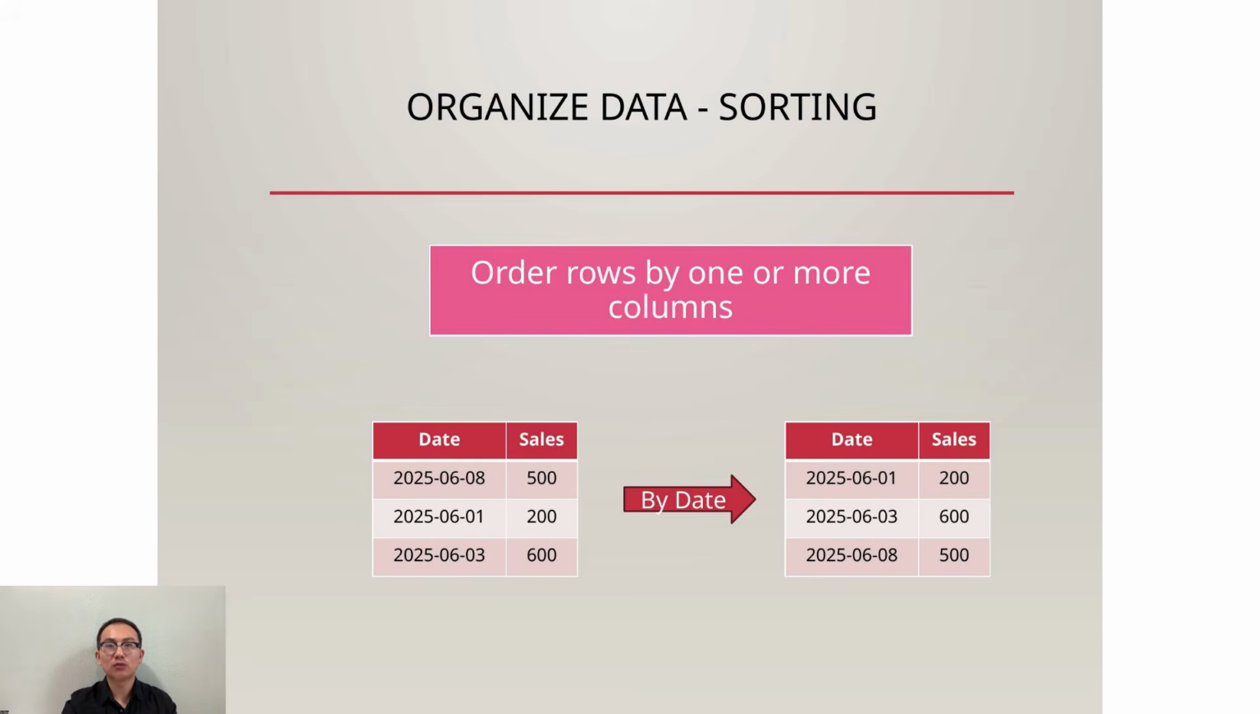You might want to sort all your transactions by date in ascending order. That means the oldest sales will show up at the top and the newest sales will be at the bottom. Here, the date is the key factor you're using to organize your data. By sorting this way, you get a clear timeline of sales activity, making it easier to track progress over the month or spot any unusual spikes or drops. Sorting helps turn raw data into a story that's easier to understand.